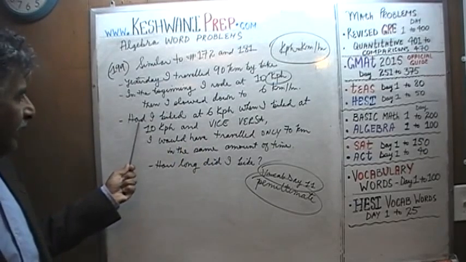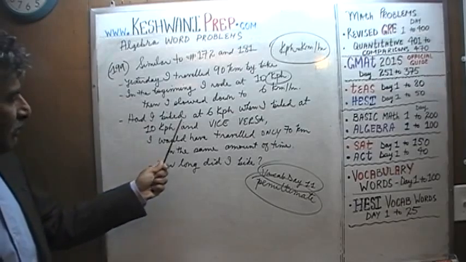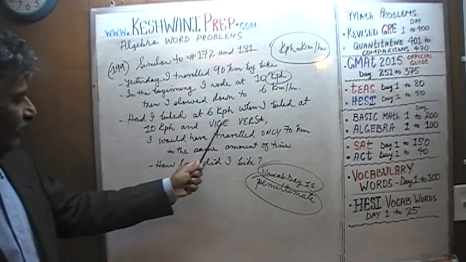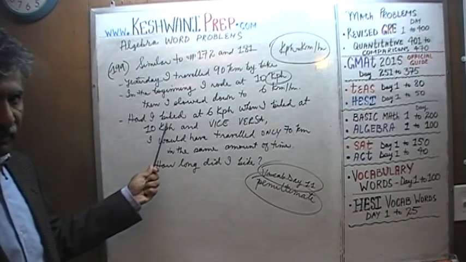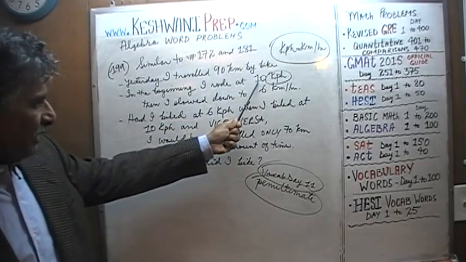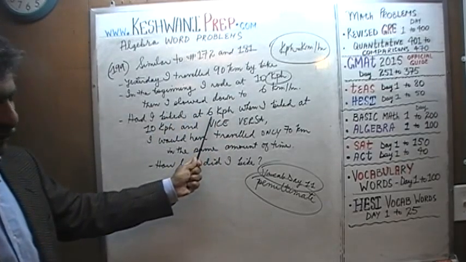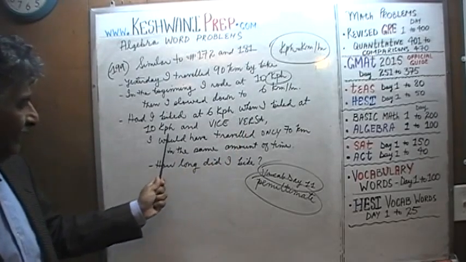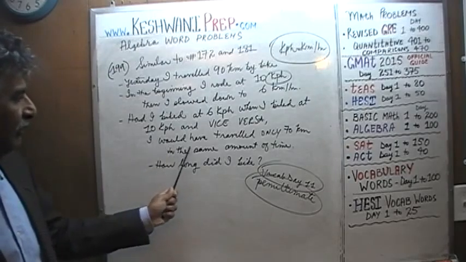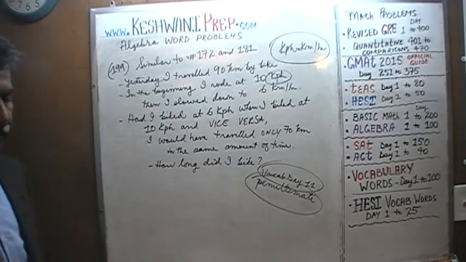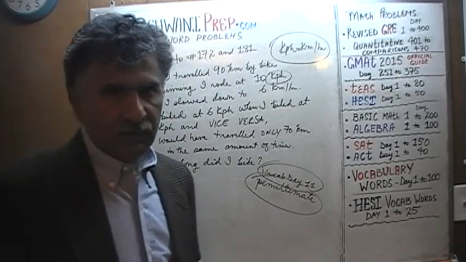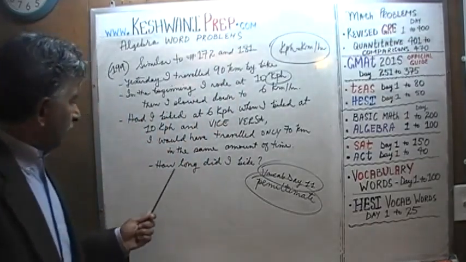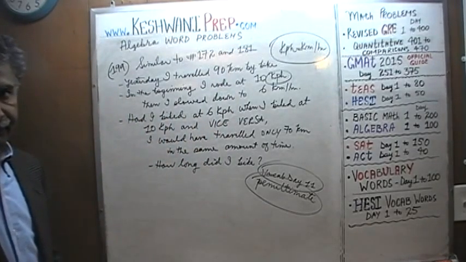Now when that transition took place, of course, we do not know. We are further told that had I biked at 6 kilometers per hour when I biked at 10 kilometers per hour and vice versa, in other words, had I spent the same amount of time that I spent at 10 kilometers per hour riding at 6 kilometers per hour, and had I spent the remainder amount of time that I spent at 6 kilometers per hour at 10 kilometers per hour, I would have traveled only 70 kilometers in the same amount of time, because the amount of time is not changing. The distance, of course, is going to change because I'm switching the speeds. Question simply is, how long did I bike? How long did I bike?